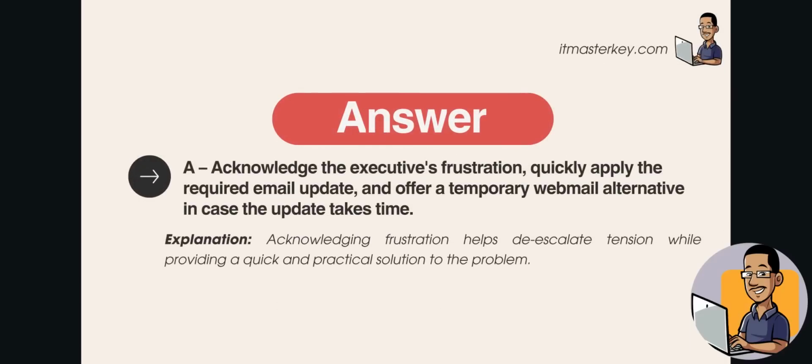So the best thing would be to acknowledge the executive's frustration, quickly apply the required email update, and offer a temporary webmail alternative in case the update takes time. So first thing you want to do is definitely acknowledge the person being upset and then de-escalate the tension while providing a quick and practical solution to the problem.